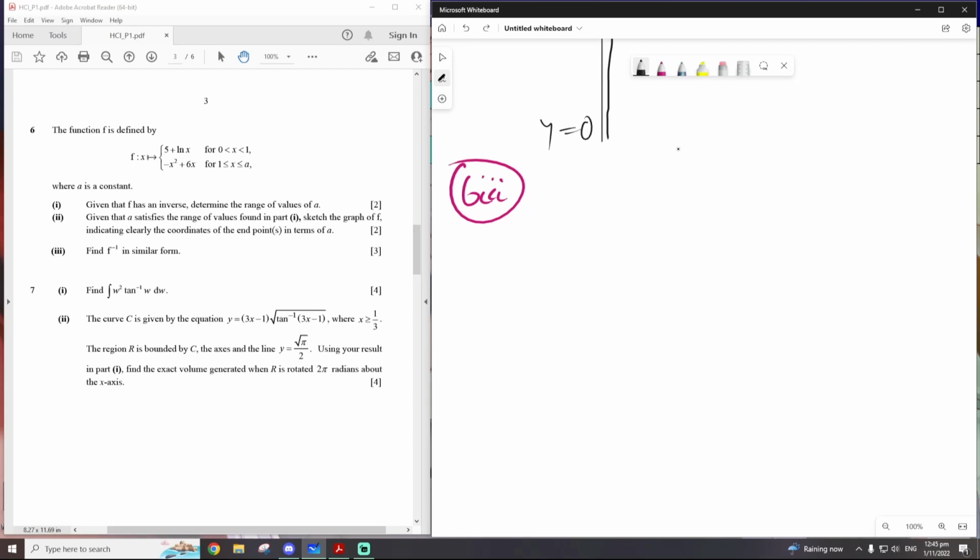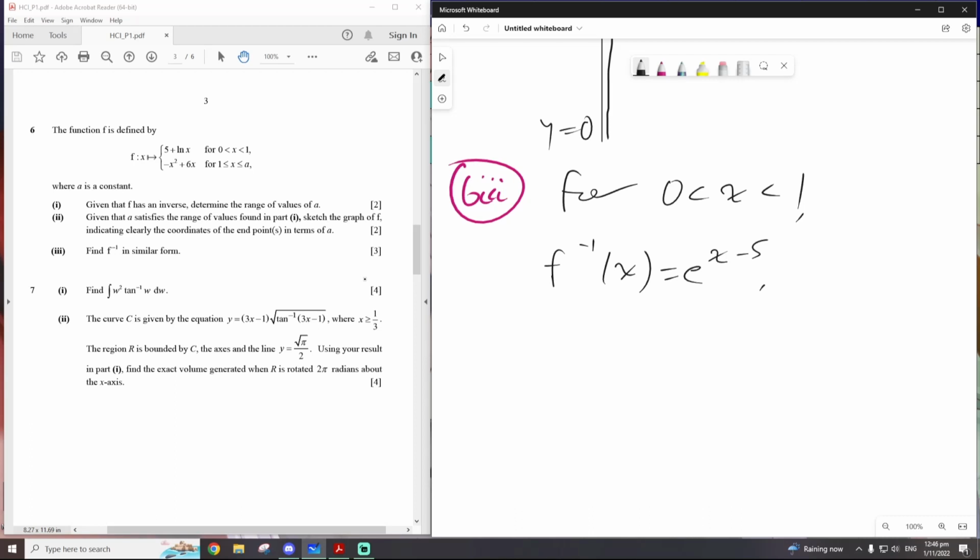I don't even need to do the full working. For 0 less than x less than 1, f inverse x, so we let y equals 5 plus ln x, so then x is just e power y minus 5. So you get e power x minus 5.